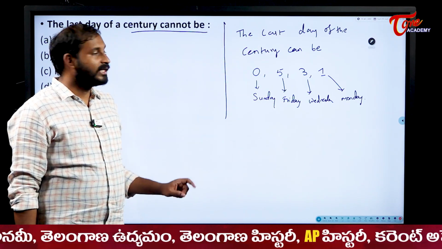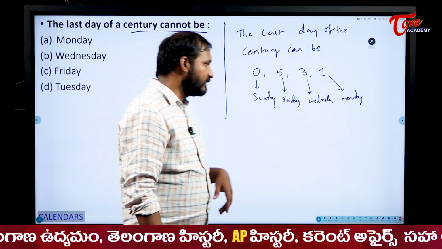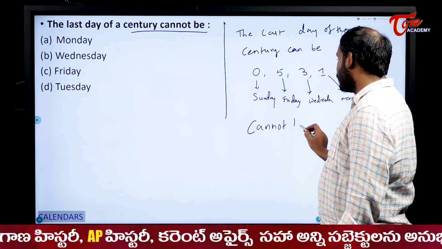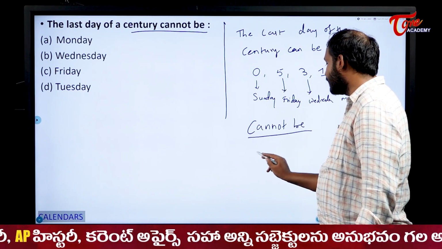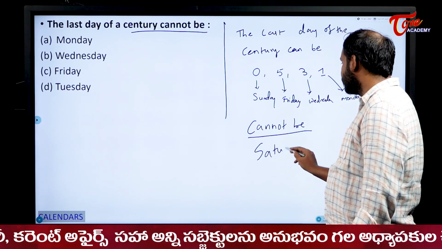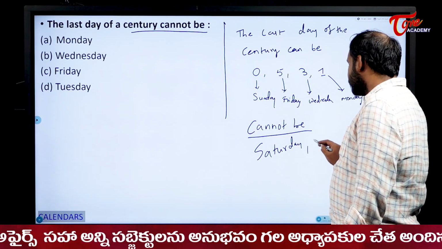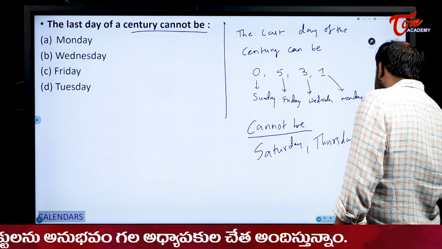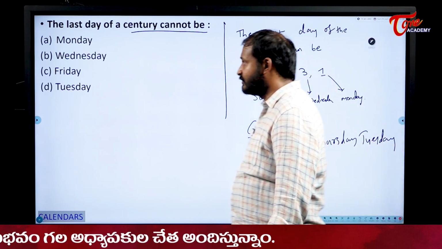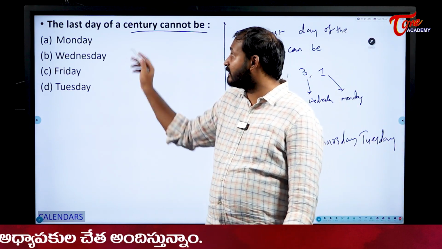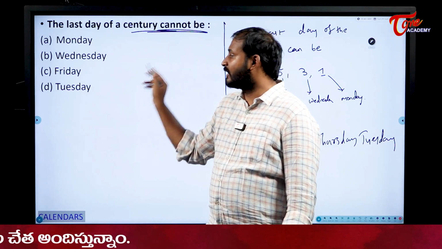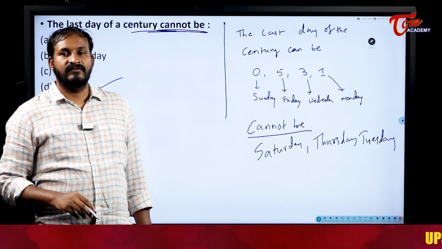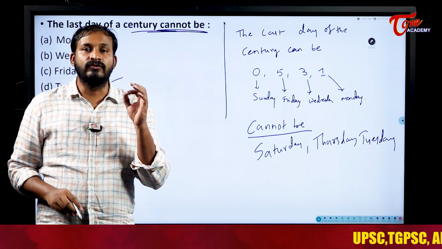Can be this. Cannot be. Here they are asking cannot be. Cannot be what? What can we write? Saturday. What are the days which we are left here? Saturday, Thursday and Tuesday. So now please see here, what is the question they asked for us here? Cannot be what? Tuesday. The last day of the century cannot be Tuesday.